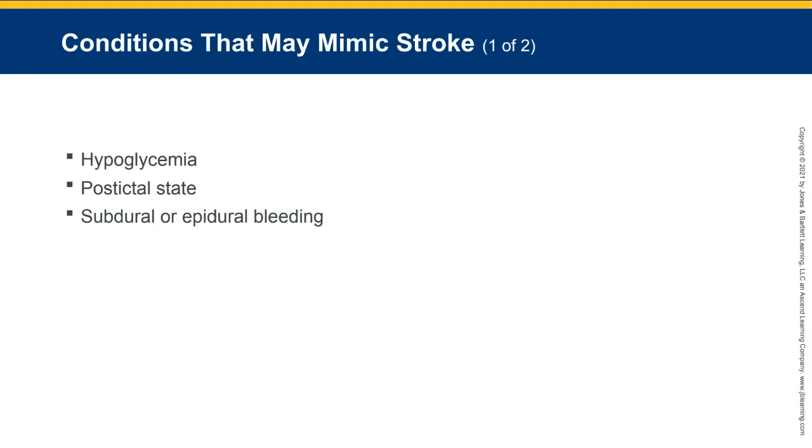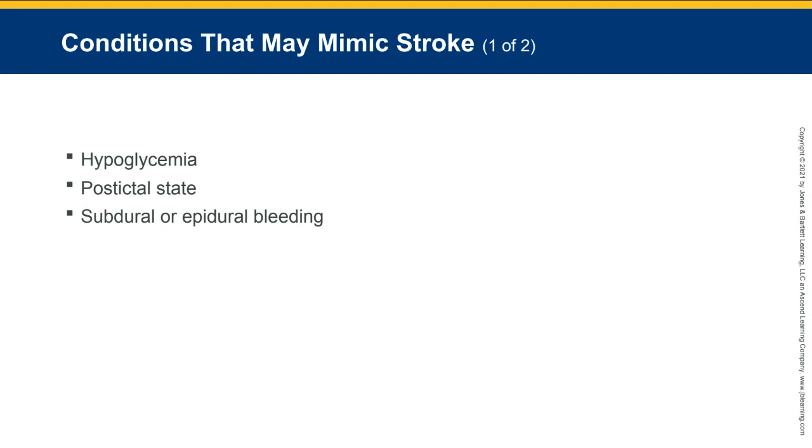Now, there are some conditions that may mimic stroke. Hypoglycemia, which is a low blood sugar. Postictal state, which is the resetting phase of the brain after a person has a seizure. So there is a phase where the body tries to reset. And they usually present as if they're in a deep sleep in that state.